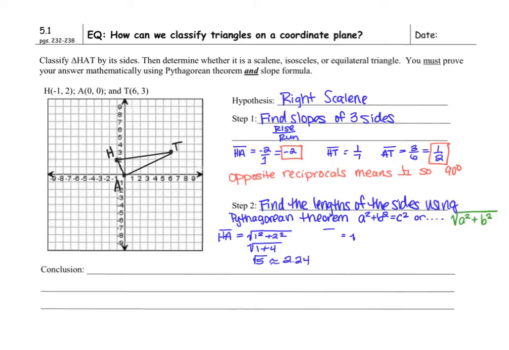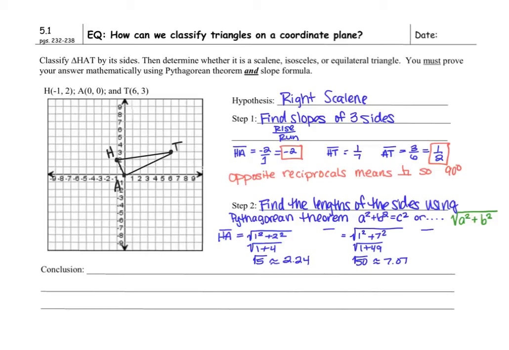So I would have the square root of 1 squared plus 7 squared. That's going to be 1 plus 49, and then we have the square root of 50. So the square root of 50 is approximately 7.07.